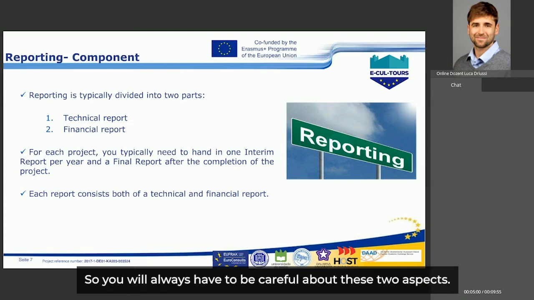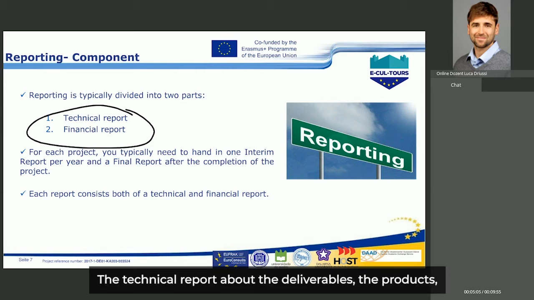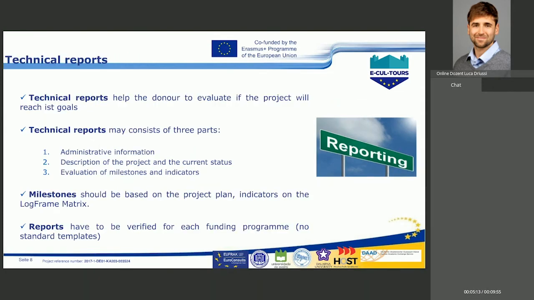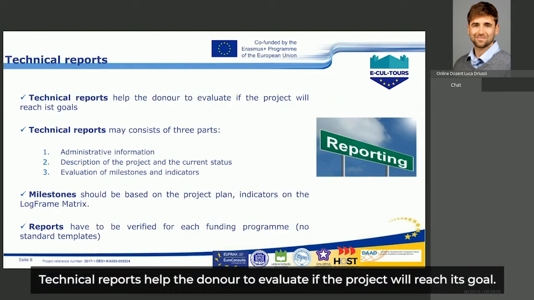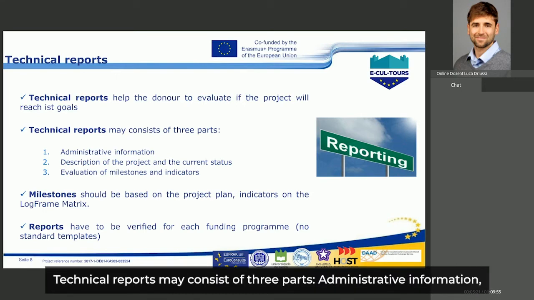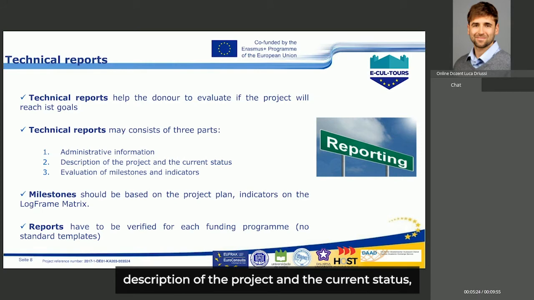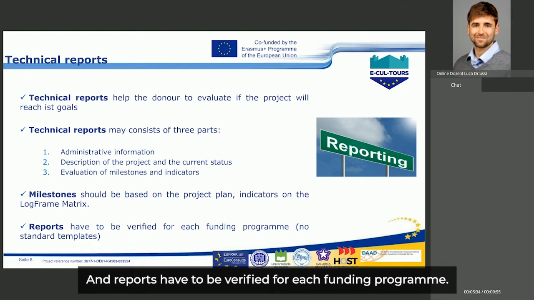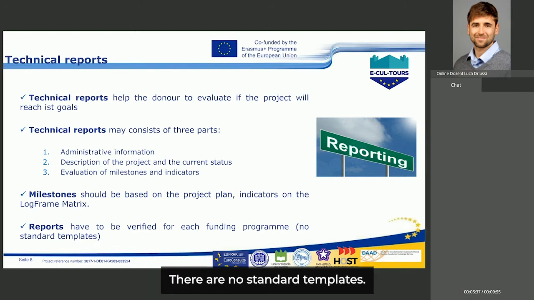You will have to be careful about these two aspects: the technical report about the deliverables, the products delivered, the activities held, and then the financial report, the money spent, etc. Technical reports help the donor to evaluate if the project will reach its goal. Technical reports may consist of three parts: administrative information, description of the project and the current status, and evaluation of milestones and indicators. Milestones should be based on the project plans, indicators on the logical framework matrix that we have already seen, and reports have to be verified for each funding program. There are no standard templates.